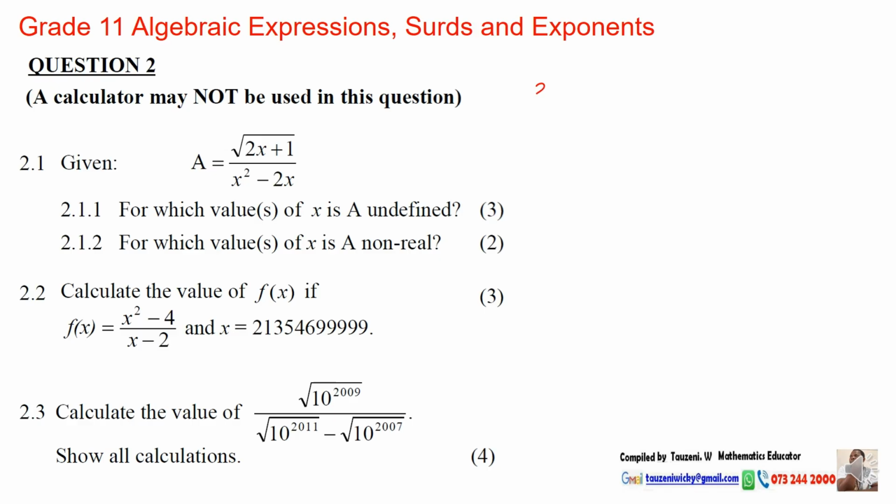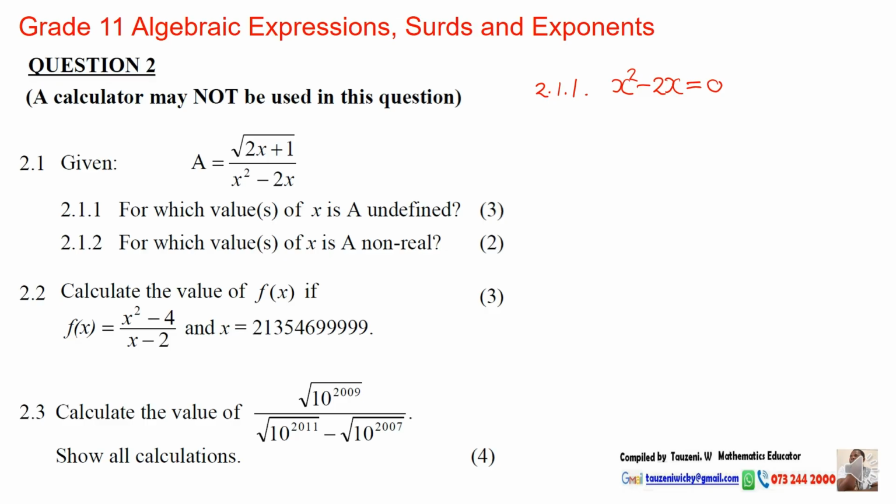Number 2.1.1, given that a is equal to the square root of 2x plus 1 divided by x squared minus 2x. And we want to find the value or values of x for which a is undefined. Now, as a general idea, an expression is undefined if the denominator is equal to 0.